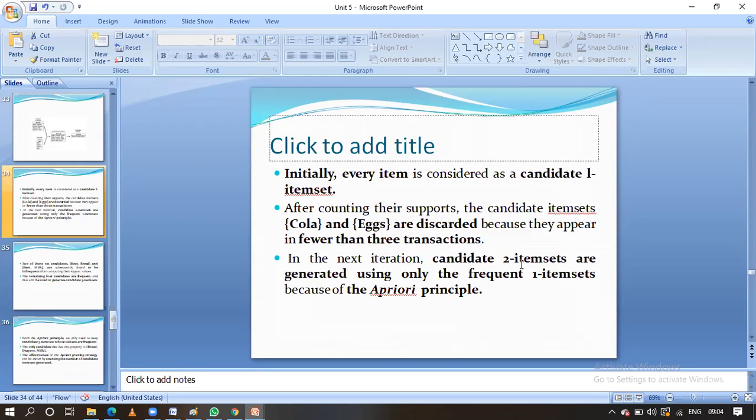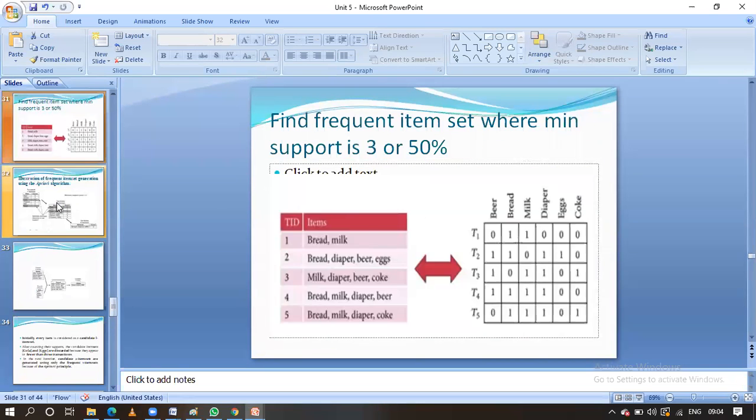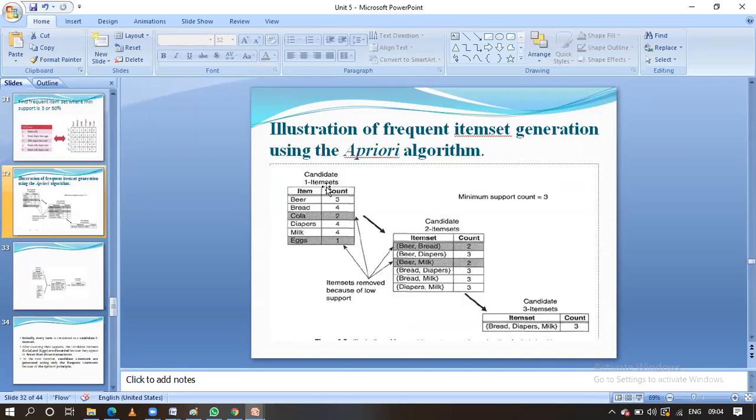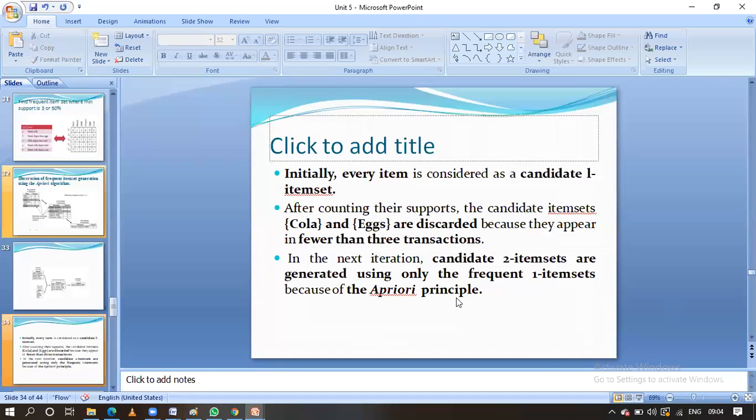The next one, how we are going to generate the candidate two item set is by using the frequent item set that is generated from the apriori principle, as we saw in the previous step. If you observe from the candidate one item set to candidate two item set, cola and X are infrequent. Based on the apriori principle, if any item set is infrequent, its supersets will be infrequent. That is why cola and X won't come in the next transactions. We have used the apriori principle.